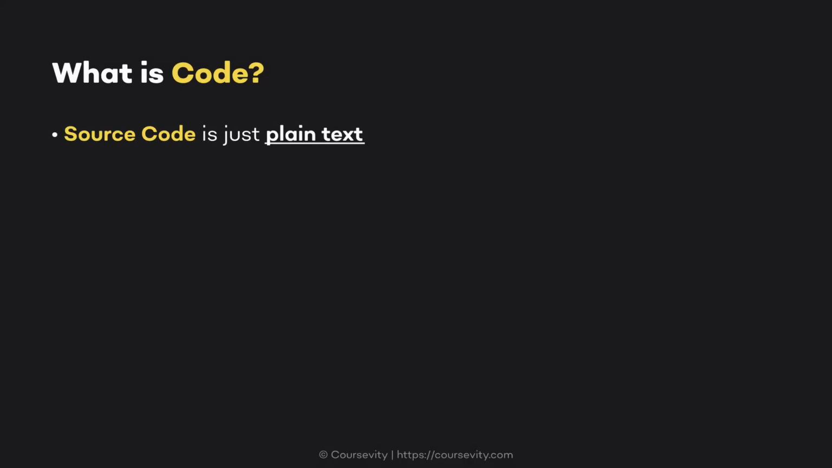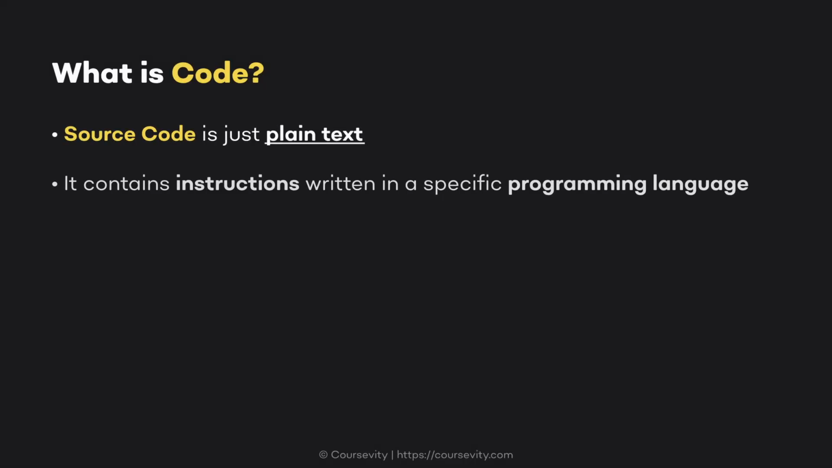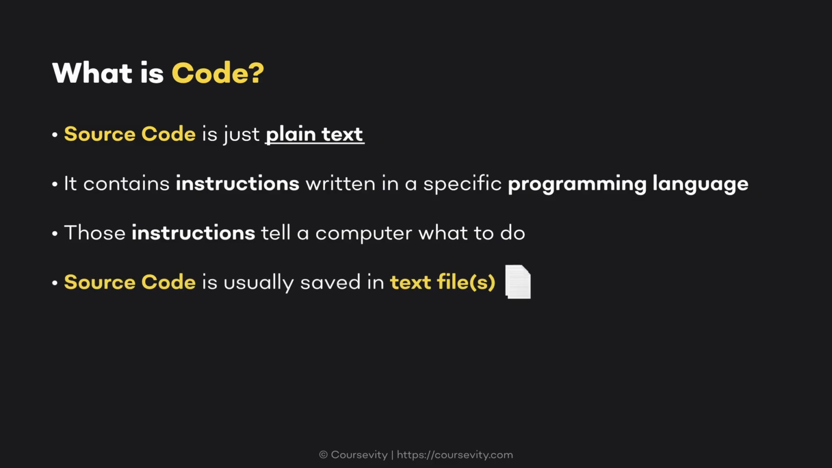Source code is just plain text. It contains instructions written in a specific programming language, and simply put, these instructions tell a computer what to do. Source code is usually saved in text files, and those files only contain text. There's no formatting, no colors, nothing that you would see in a Word document or anything like that. It's just plain text.